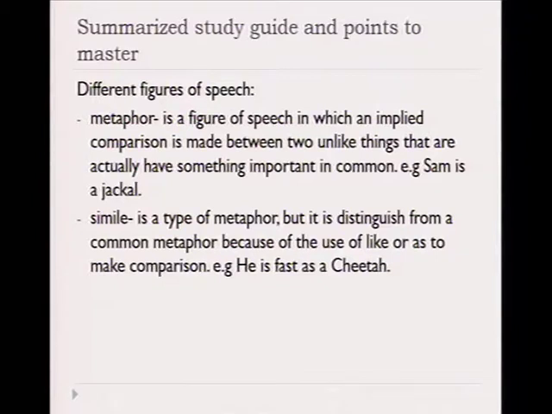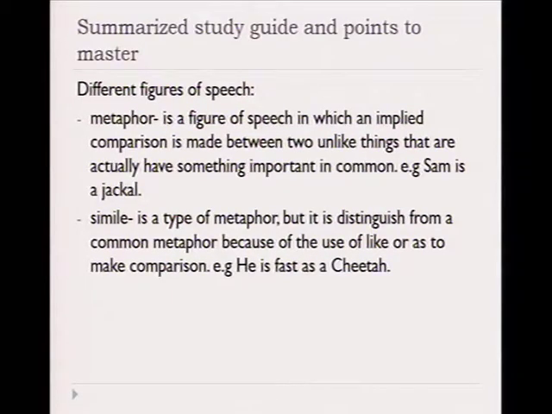We start with our content. This one is a summary. I tried to find some of the more crucial points in our guide or in our syllabus, and these are the points that I'm going to present today. You need to know and understand these topics and be able to explain them. Summarized study guide and points to master: different figures of speech.